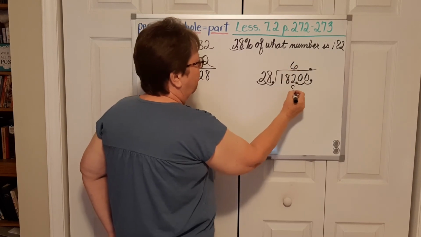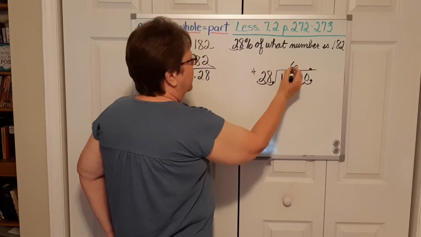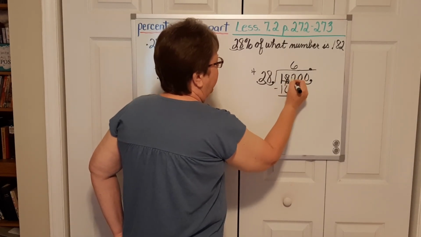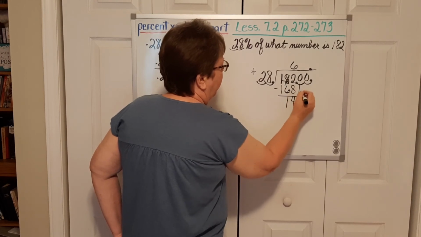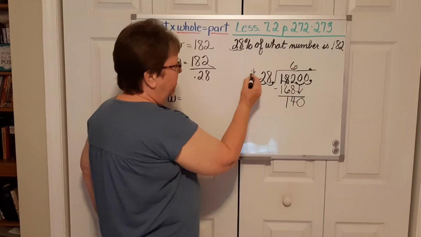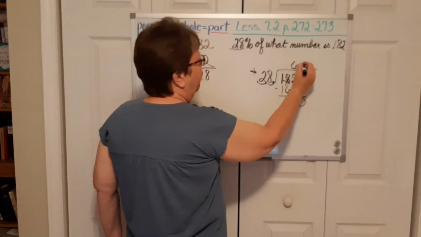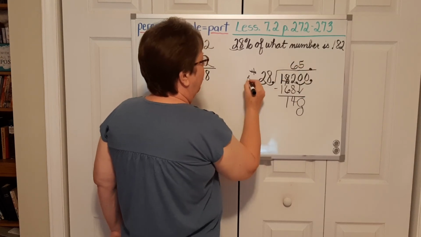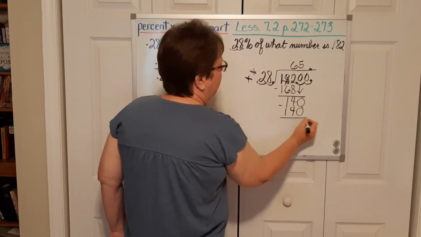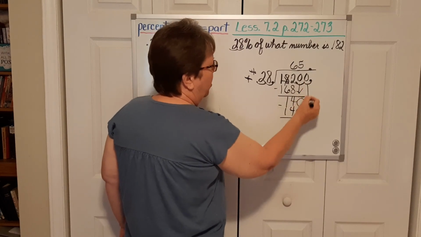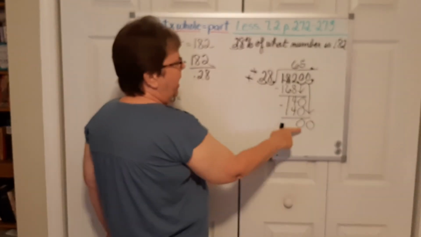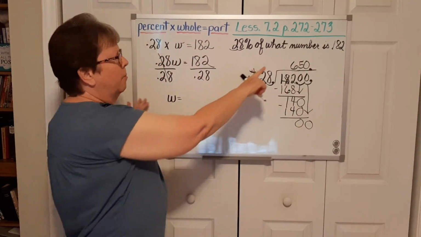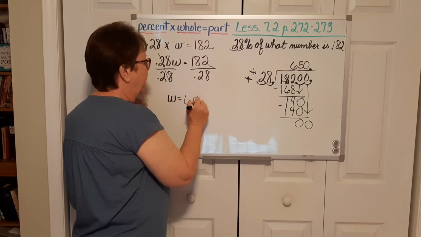6 times 8 is 48. Carry the 4. 6 times 2 is 12 plus 4 is 16. So let's subtract here. Bring down our next number. 28 goes into 140 5 times. 5 times 8 is 40, 0 and carry the 4. 5 times 2 is 10 plus 4 is 14. We subtract, we get 0. Got one more number to bring down, which is a 0. 28 can't go into 0, so we put a 0 there. So there's what your whole number would be equal to, 650.